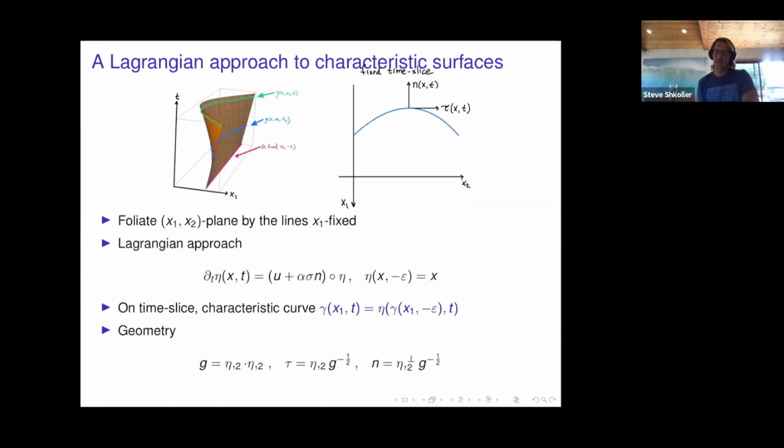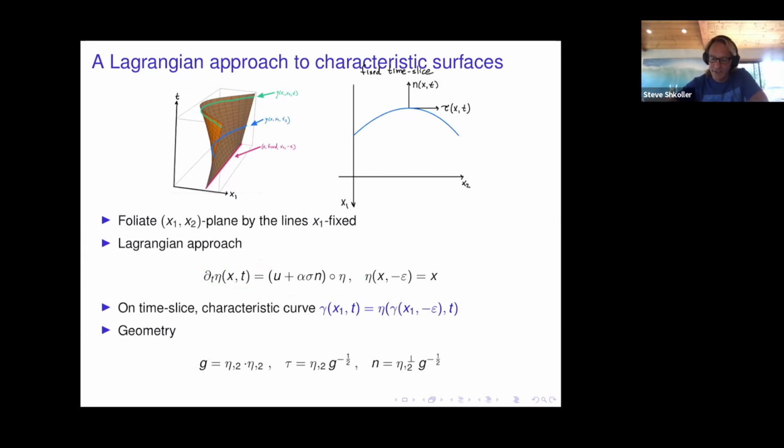Okay, so now let me tell you the ideas. It turns out that you can view this Lagrangian approach to characteristic surfaces really as an idea. This is really a motivation, because in a few slides I'm going to tell you that we're not going to do this. But for now, I want to motivate why this is a really good approach to this particular problem.